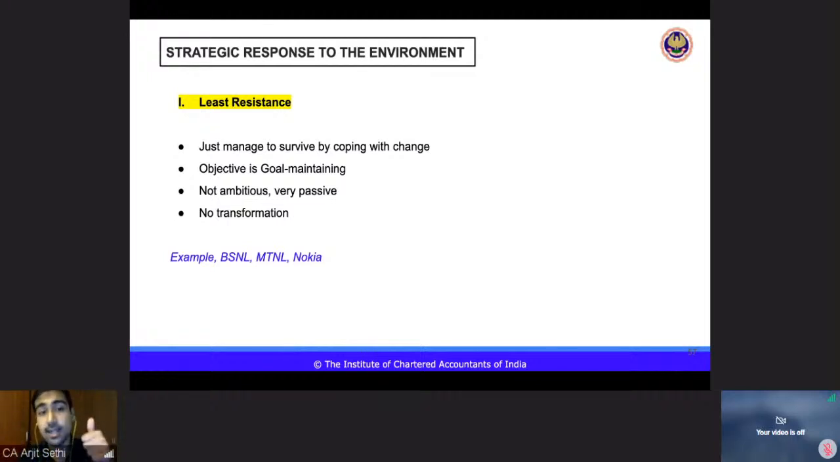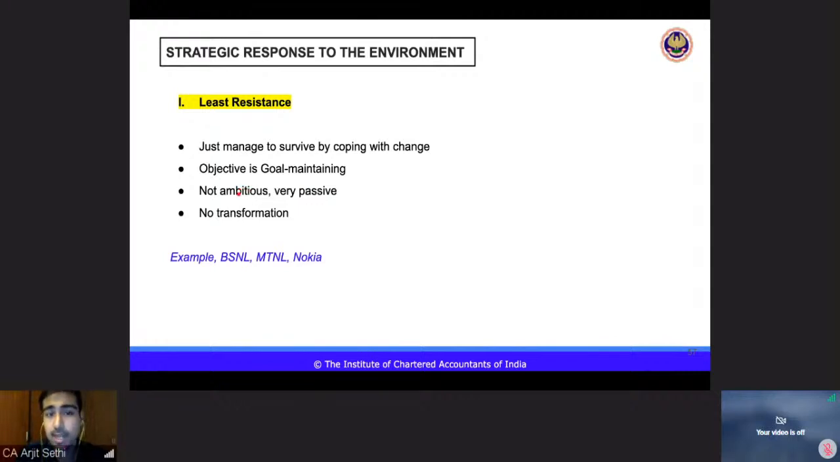The first is least resistant. That means I just manage to survive. I will not take any action. I will just sit down. I will relax and let happen whatever happens. I will just manage to survive. That is number one. Least resistive. Least means minimum. Resistance means wanting to change. I am least interested in changing. Least resistance, right? The objective is I just have to maintain what is happening.